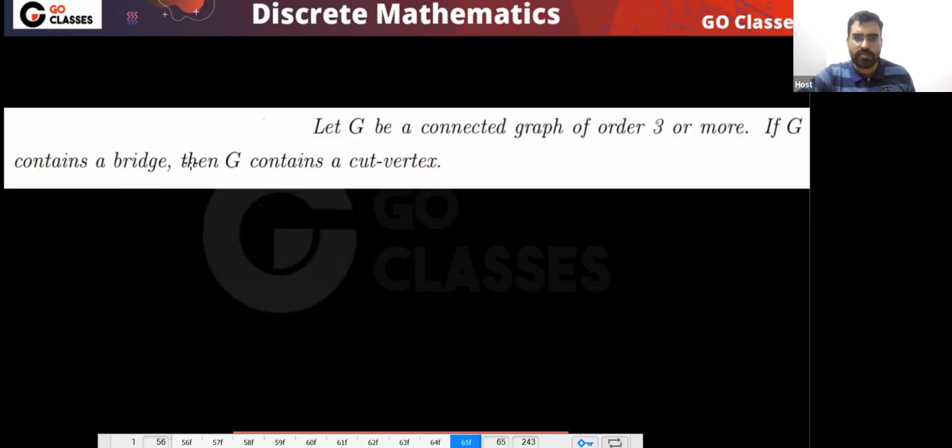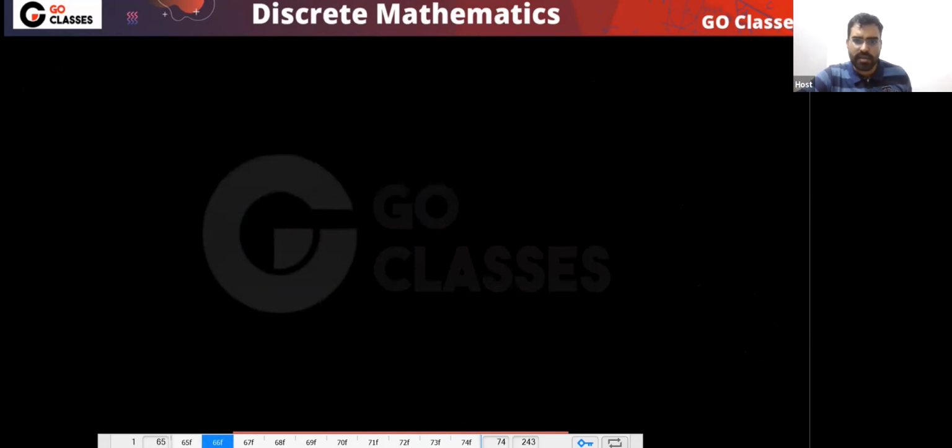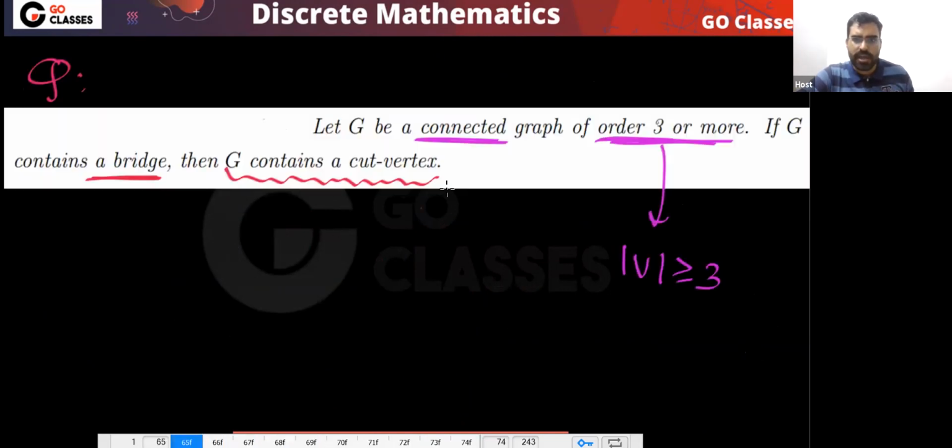So let's see this question. Can you prove it? Very simple question. If your graph is connected, of order 3 or more, where order means number of vertices, so the number of vertices is 3 or more. If G contains a bridge, then G contains a cut vertex. If G contains a bridge, then definitely G contains a cut vertex. Can we do this?